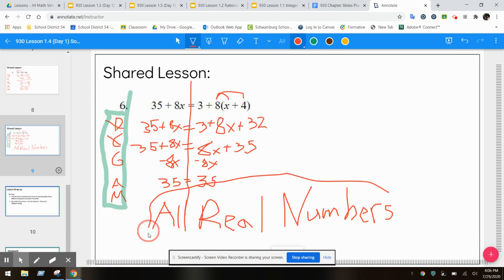Another way to write all real numbers, if your teachers allow, is the double backbone R. It's just the symbol in mathematics for all real numbers, which basically again means that you could plug in literally any number you want for x and it'll work because it's going to cancel each other out. They're the same on both sides. Okay. And that is all the lesson for today.